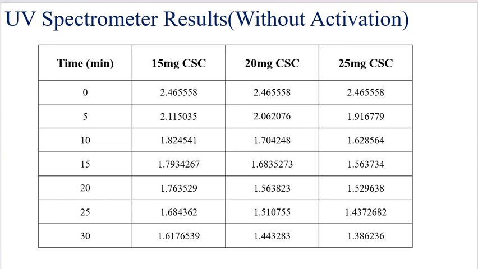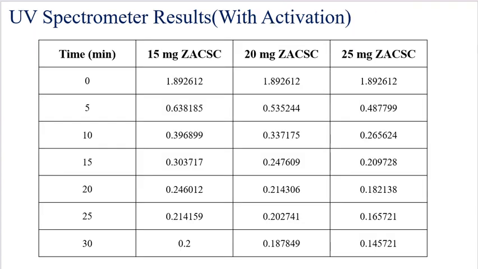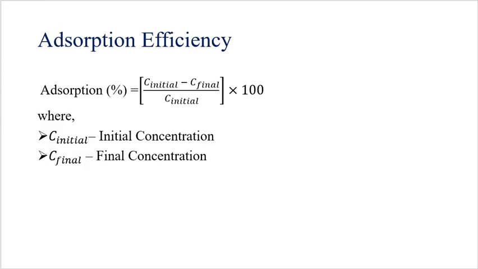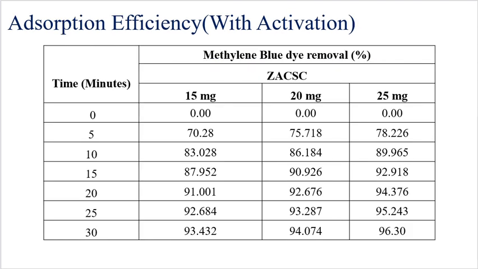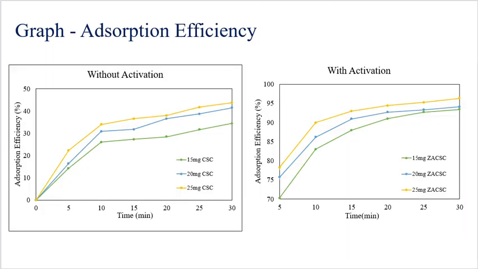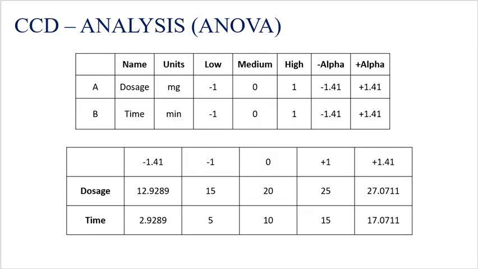So these are the UV results from the UV spectrometer for without activation. This is for with activation. The adsorption efficiency is calculated using the formula: initial minus final, divided by initial, into 100. So this is the efficiency of the cotton stalk carbon. It goes up to 43%, but in zinc chloride activated carbon the efficiency is up to 96%. So this is the graph for without activation and with activation for cotton stalk carbon. Without activation it goes up to 45%, but with activation it is 96%.